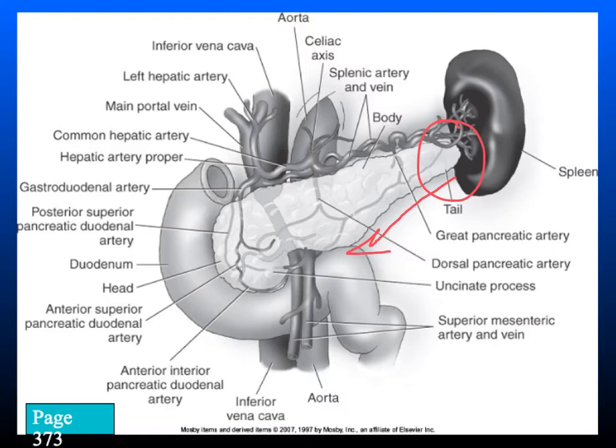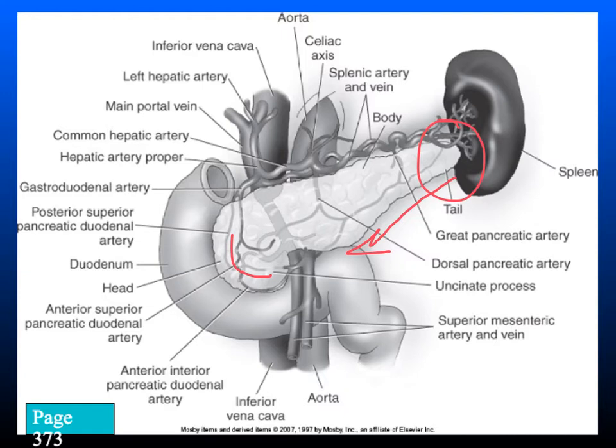There are fewer vessels around the tail. Obviously, there are a lot more vessels in the head and neck area of the pancreas, and that's what makes it so difficult. If there is a tumor of the head and neck, it's very difficult to do surgery on that part, and unfortunately most cancers of the pancreas end up being in the head and the neck. They have a poor prognosis, and the patient usually dies within a couple of years.